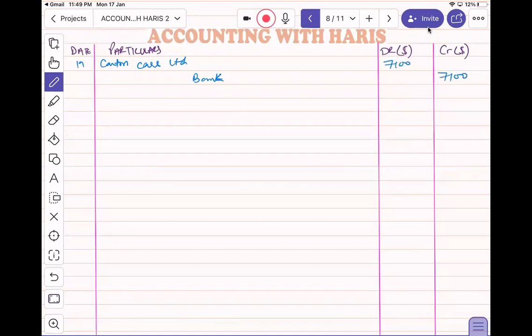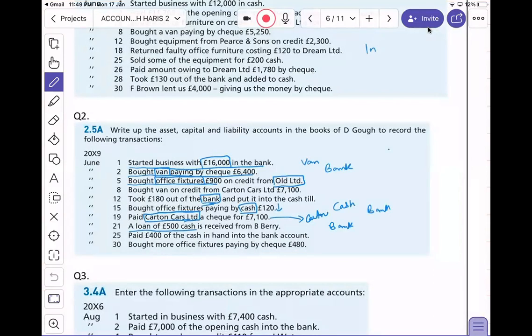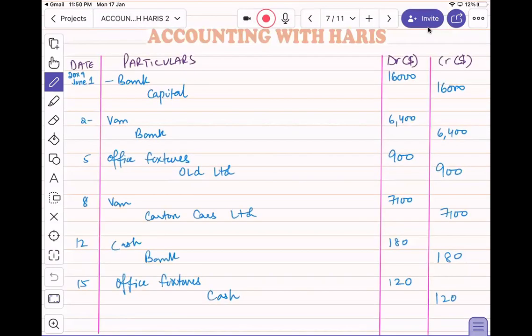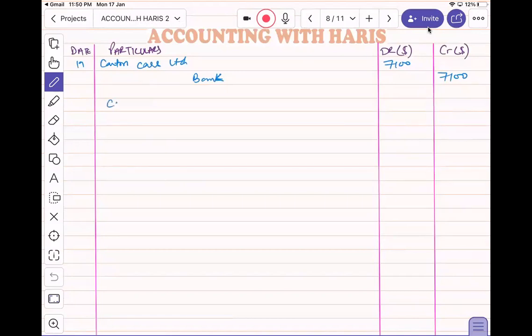And now if you look at 21st, a loan of 500 cash is received from BBerry. So we are getting a loan. If you get a loan, your liability increases, but since we're getting cash, our assets are also increasing. Which asset is increasing? Cash. So you will debit cash by 500, and you will credit loan, because loan is a liability and liability is increasing. So loan from BBerry would get credited.